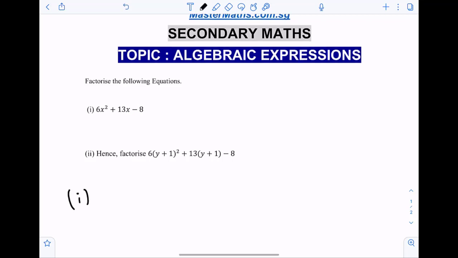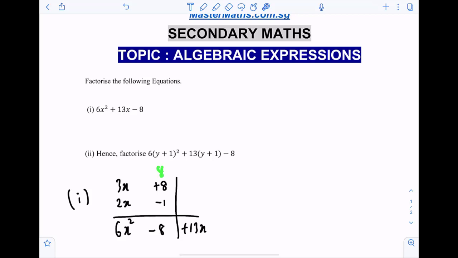We can use the cross method to factorize. 6x squared over here, minus 8, plus 13x. So what times what gives you 6x squared? We can have 3x and 2x, right? That's one possible option. What times what gives you a negative 8? You can have positive 8 here, negative 1, right? I can play around, I can put 4, negative 2 and so on, and see whether you get a winning combination. So how do we check whether it's a winning combination?